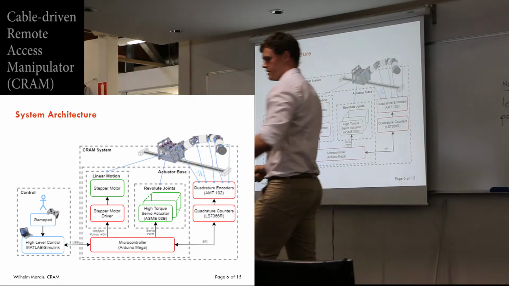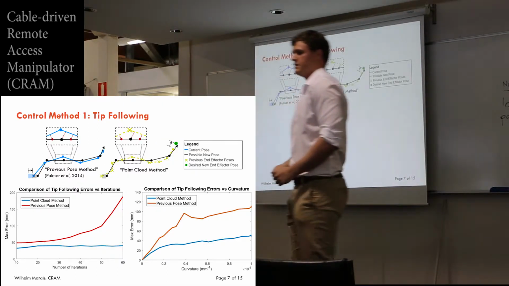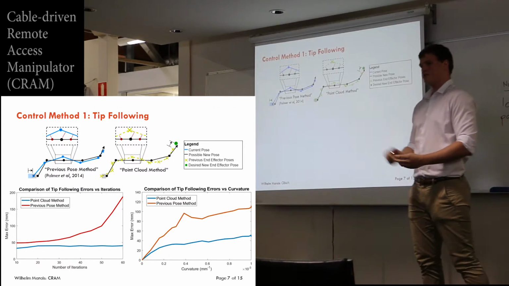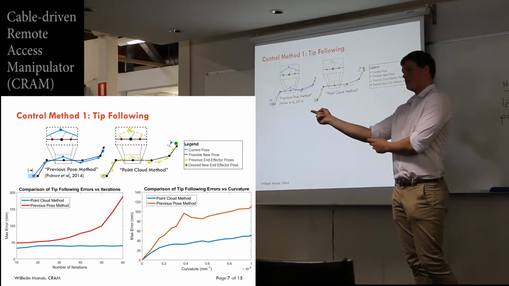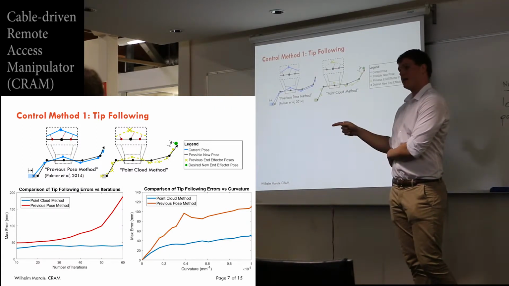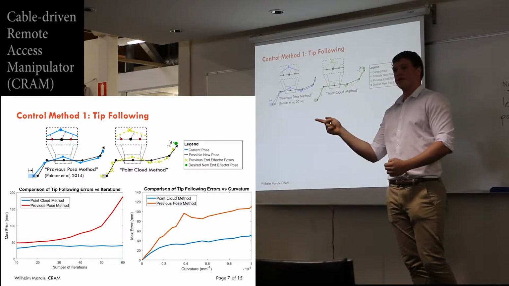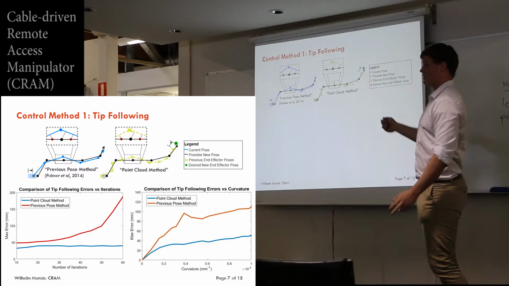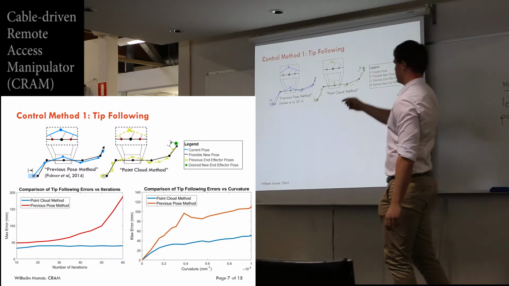So the first one, which I developed, is called tip following. Tip following involves the user defining the path that the end effector of the manipulator should take, and then the rest of the arm following as closely as possible. A commonly used method, I'm calling it the previous pose method, was presented in this paper.